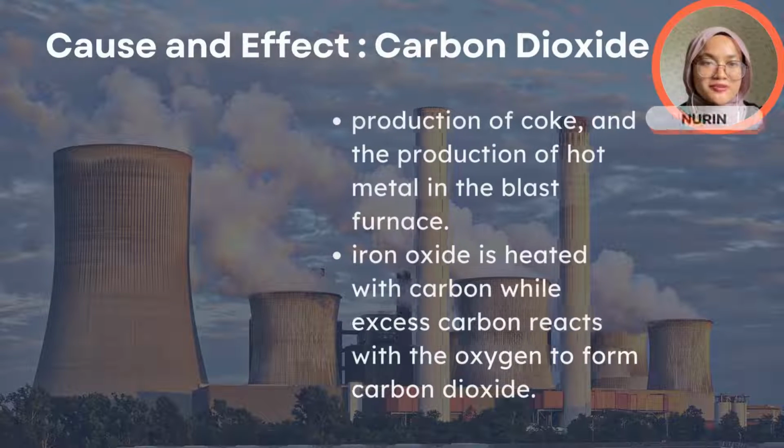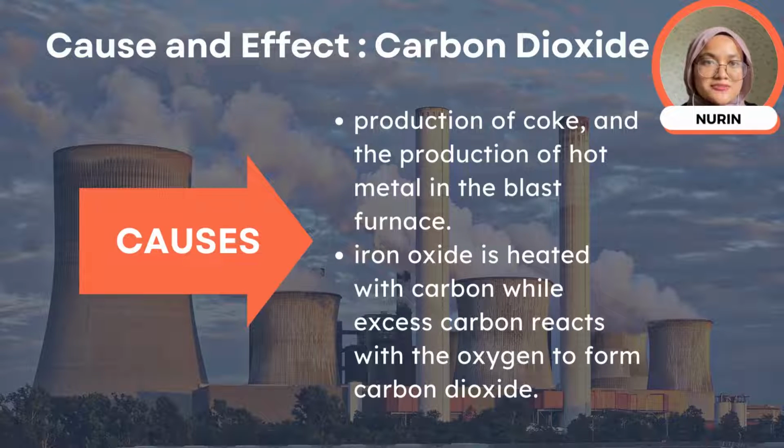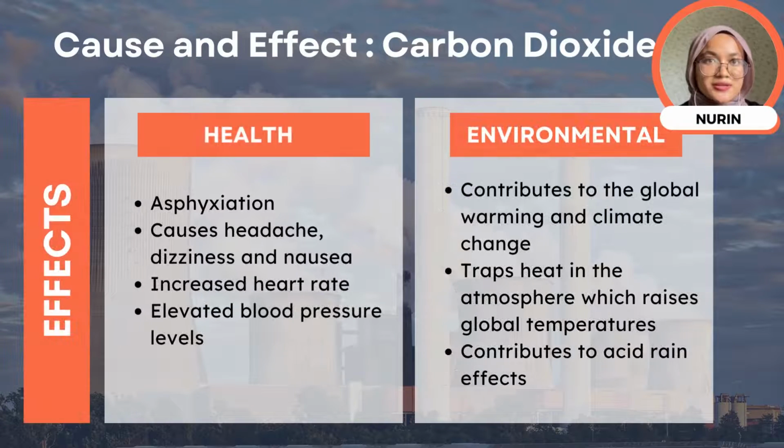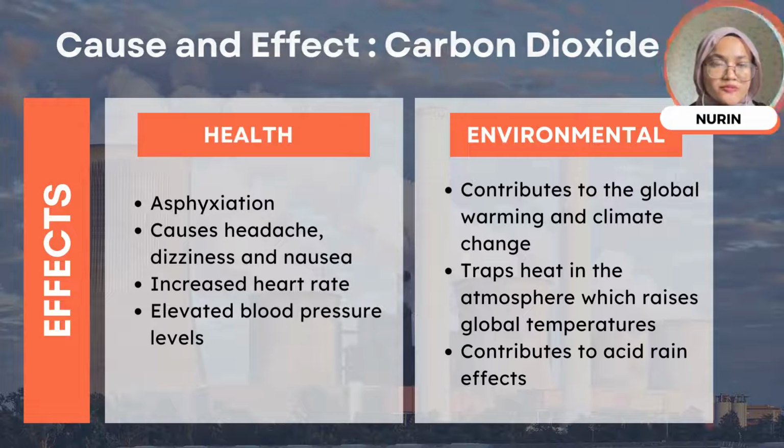As the cause and effect of carbon dioxide, carbon dioxide is formed through the production of coal and hot metal in blast furnace. To make steel, iron oxide is heated with carbon, while excess carbon reacts with oxygen to form carbon dioxide. The effects of carbon dioxide on human health are asphyxiation, headache, dizziness and nausea, increased heart rate, and elevated blood pressure level. The effects on environment include global warming and climate change, as well as formation of acid rain.